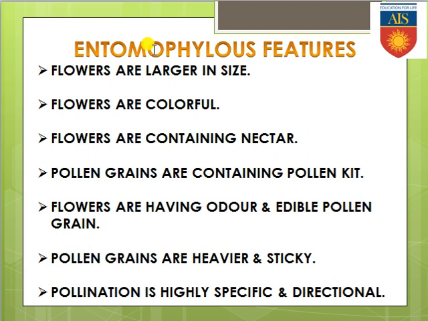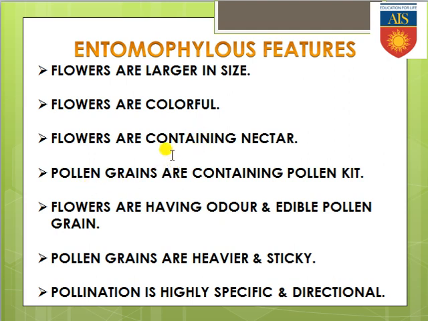First one, you can see entomophilous features. Entomophilous features means the entomophilous flower features. Obviously, the flowers that are pollinated with the help of insects will be larger in size. Flowers should be colorful, otherwise they can't attract the insects for their pollination. Flowers have nectar, because for this nectar only various kinds of insects come to the flower. If nectar is not present, obviously insects will not come.